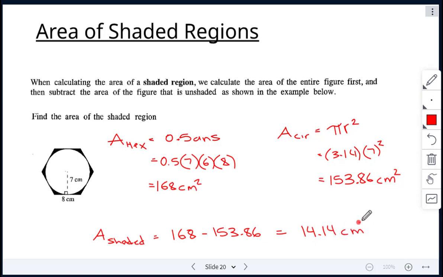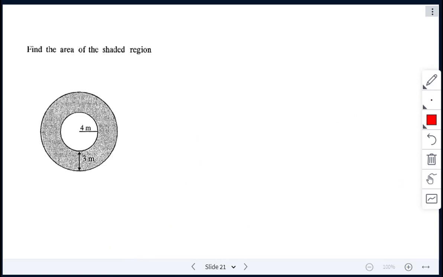So again, very important to keep your work and steps organized. I always do a little subscript here to show what area I'm solving for. So area hexagon, area circle, and then area shaded. Before, when we were looking at area, if we had two figures together, you would have put area total and then added the two figures together. Okay, any questions?